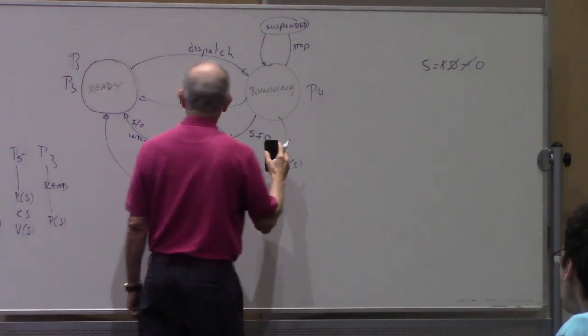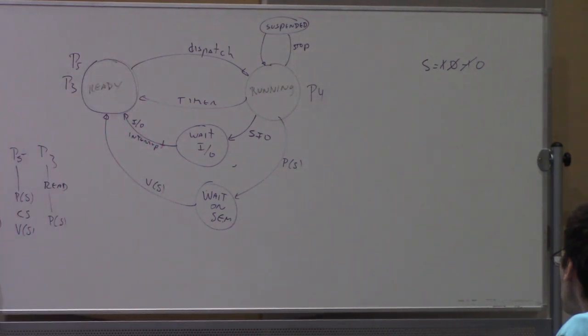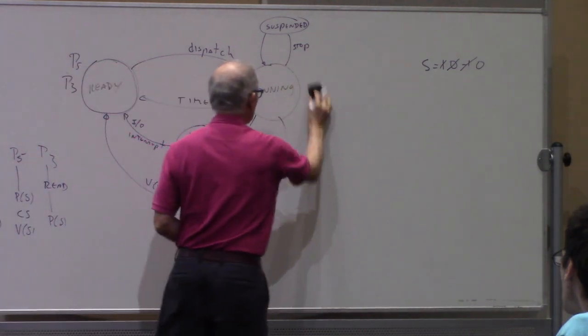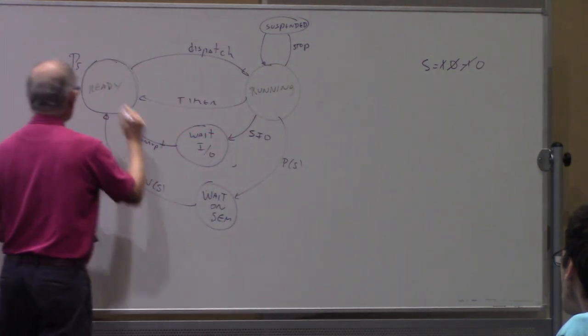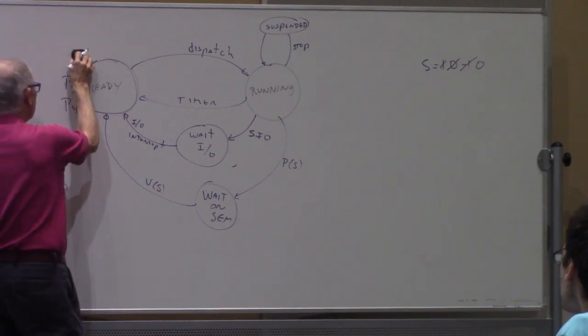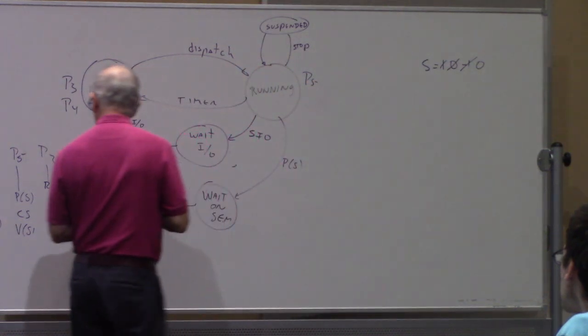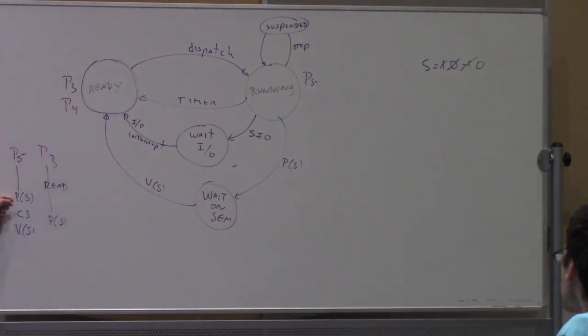Okay. So let's assume there is another timer interrupt here for P4. So P4 goes back to this place, and we dispatch P5. P5 was here when it applied the P operation on both blocks, right? So it continues to enter the critical section. And then let's say that it applied the B operation.